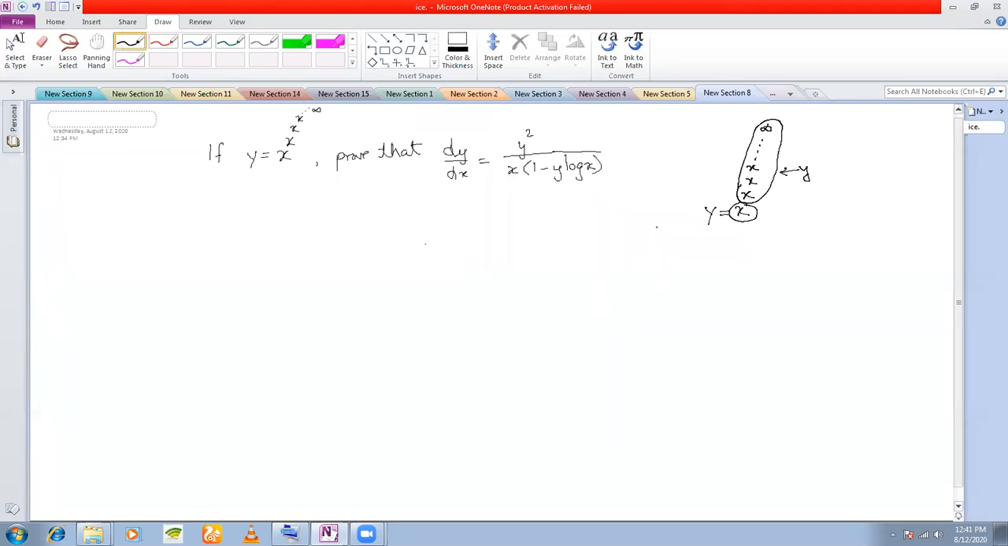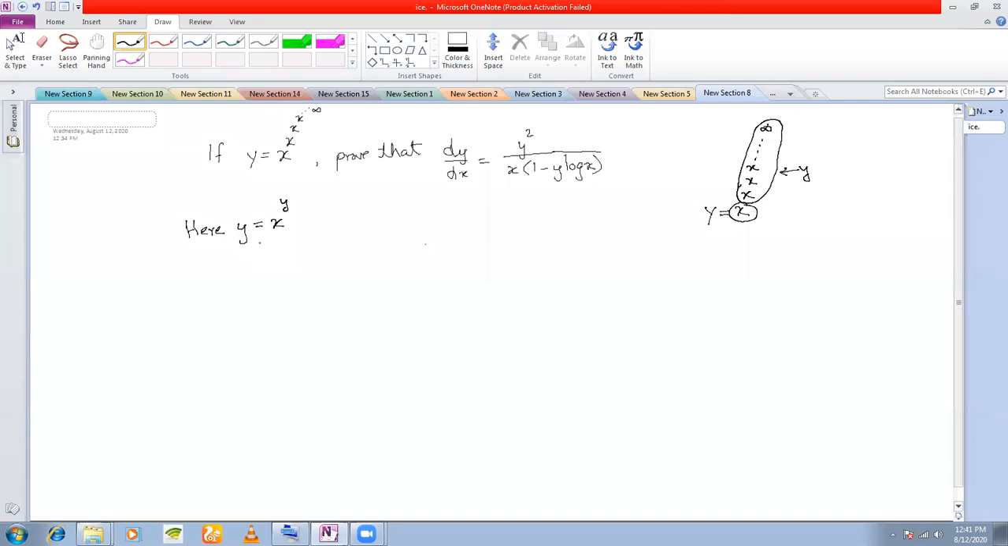Yes, sir. If I take out one x, since it is still infinity, it does not matter, because the power has been raised till infinity. So therefore, I can write here y is equal to x to the power of y.